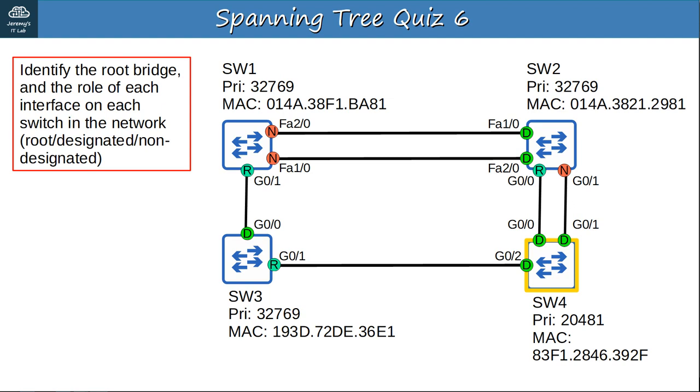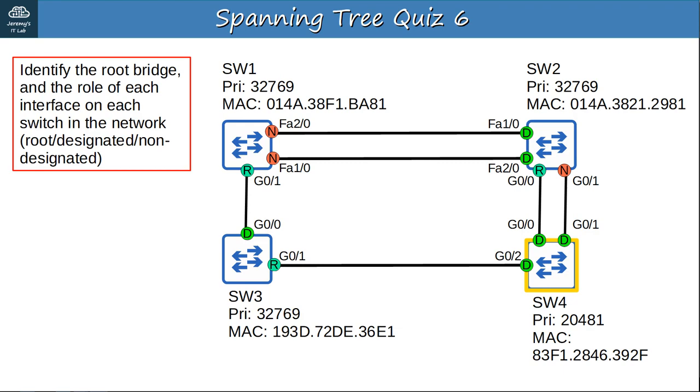Switch 1's F10 and F20 are non-designated, because Switch 2 has a lower root cost. And Switch 2's G01 is non-designated, because Switch 4 is the root bridge, so its G01 interface must be designated. Okay, that's all for the quiz.